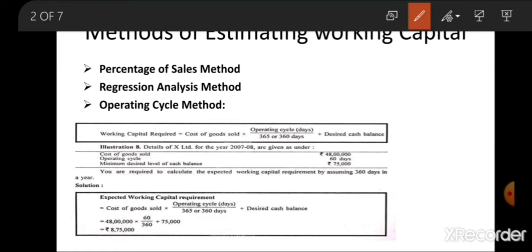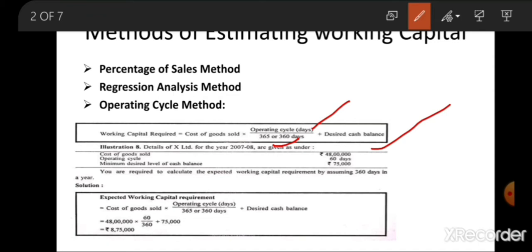This is a simple method, that is, working capital required equals cost of goods sold into operating cycle in days, divided by 365 or 360 days, plus desired cash balance. Further, this formula is elaborated in the form of a format, right? Let's take a simple example.